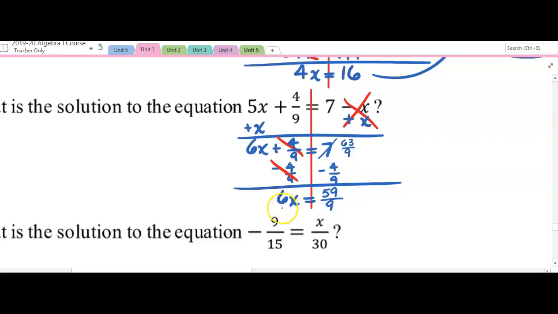And the next thing I need to do is divide by 6. Remember, dividing by 6 is the same as multiplying by 1/6. So for my final answer, x equals 59/54.